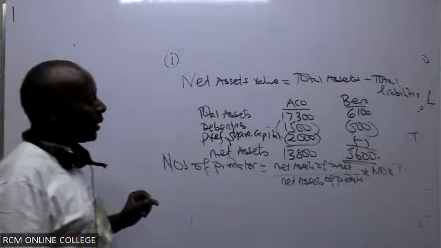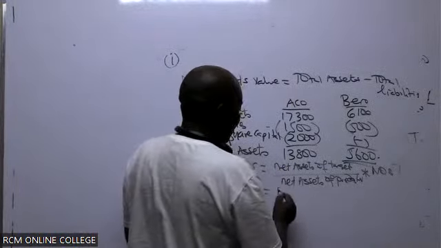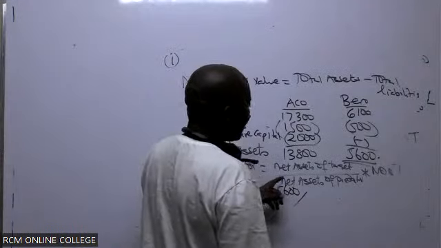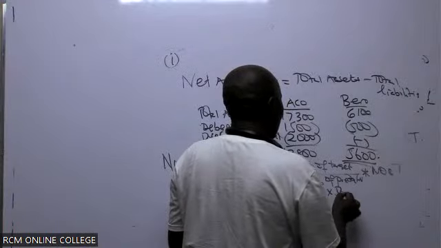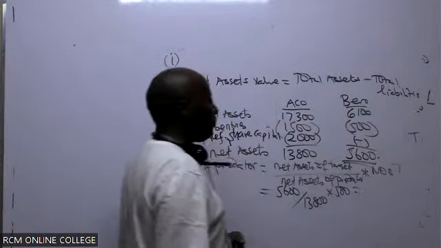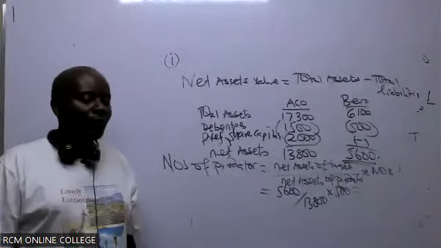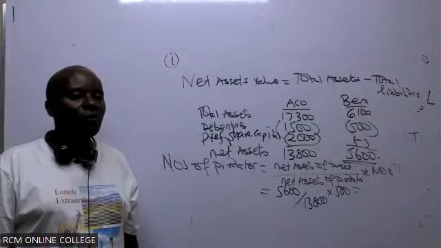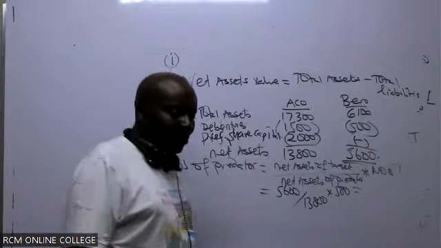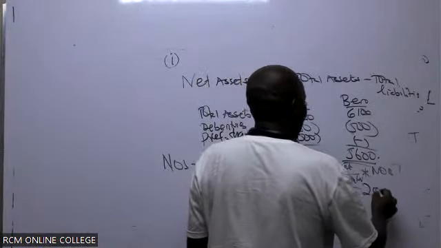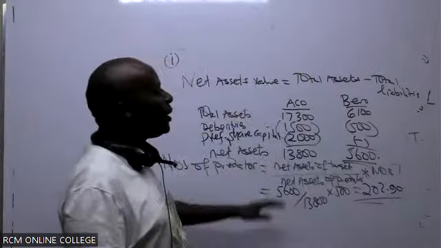So then, ladies and gentlemen, this is what I will come and do. We have net assets of the target company, 5,600, over net assets of the predator, which are 13,800, times our 500 down there. And then I'll show you another method. That gives 202.9. So in the exam, I would recommend you use these two methods.